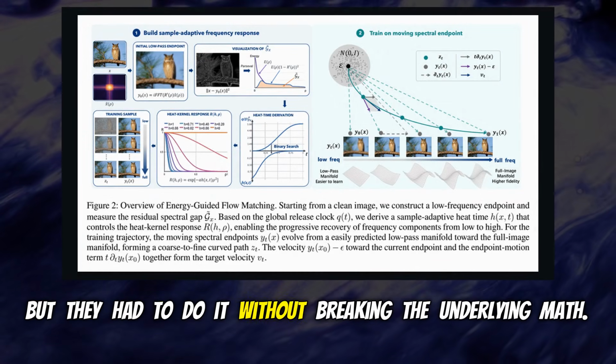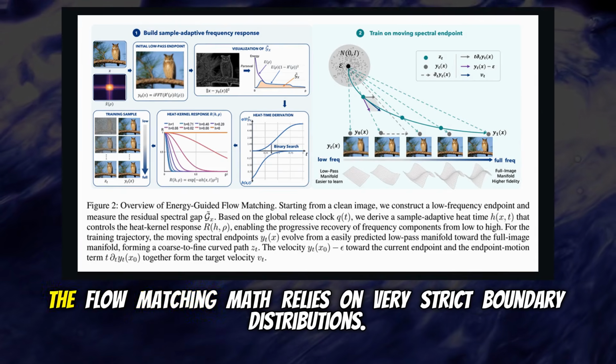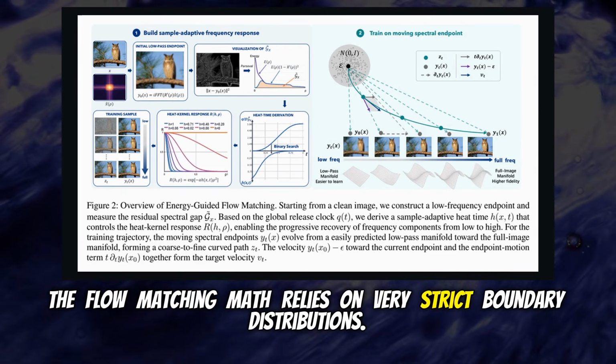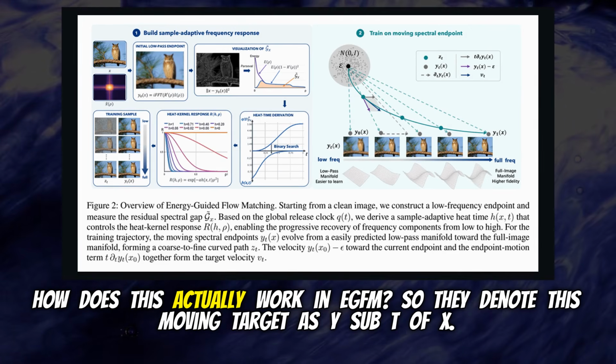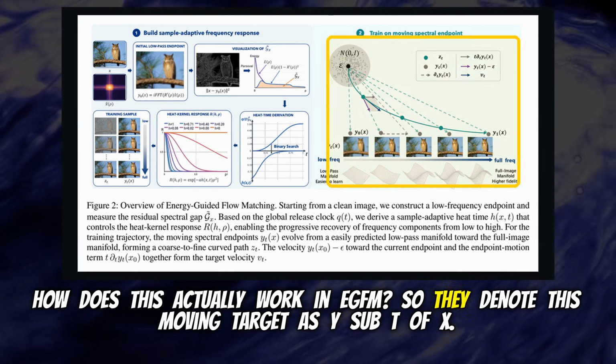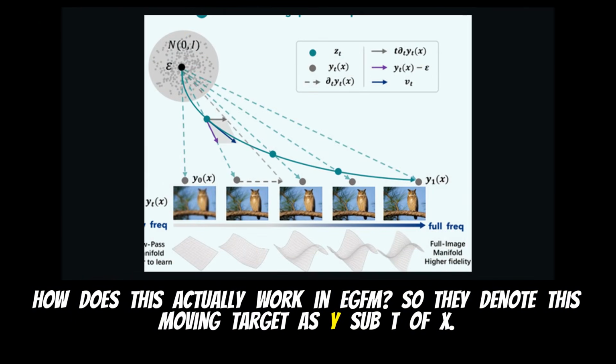But they had to do it without breaking the underlying math. Right. The flow matching math relies on very strict boundary distributions. So enter the moving spectral endpoint. How does this actually work in EGFM? So they denote this moving target as y sub t of x.